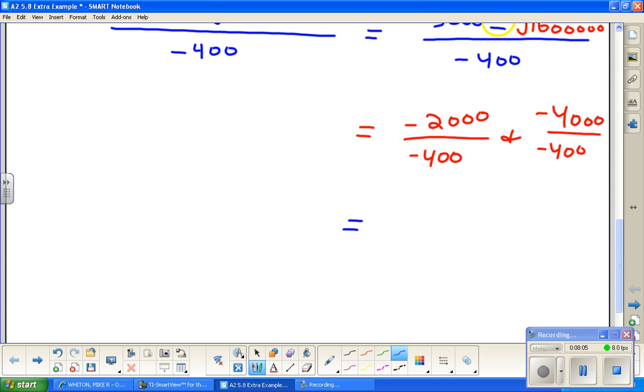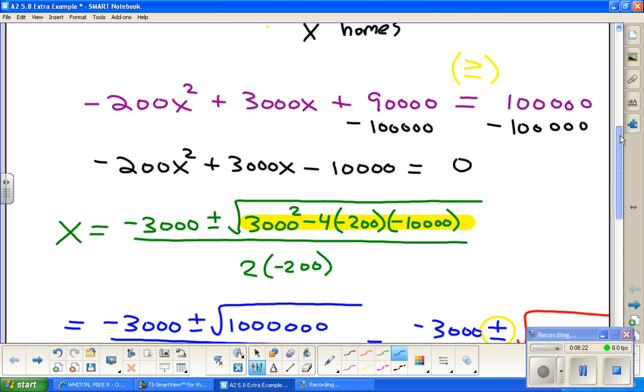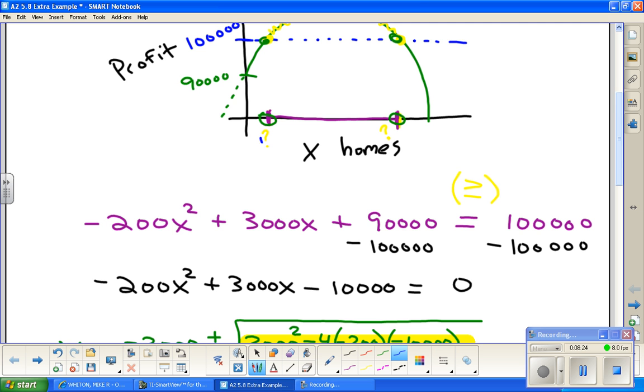Negative 2,000 divided by negative 400 should give you a positive 5. There's one answer. Negative 4,000 divided by negative 400 would give you a positive 10. That is our 2 values, those are our 2 numbers. Those are called the critical values. And what we just found, again with the graph, we found these numbers. This is a 5, this is a 10.